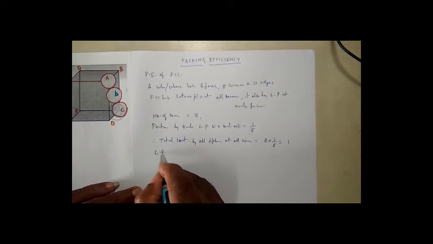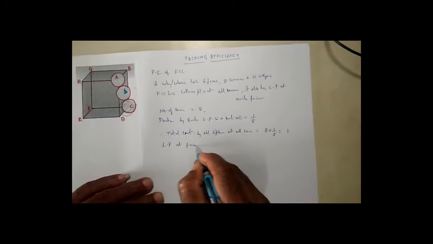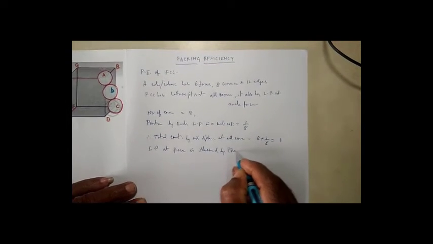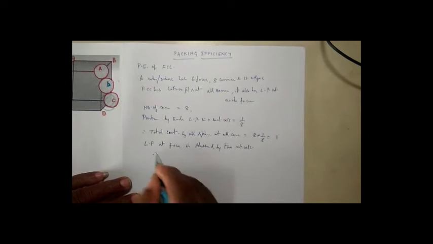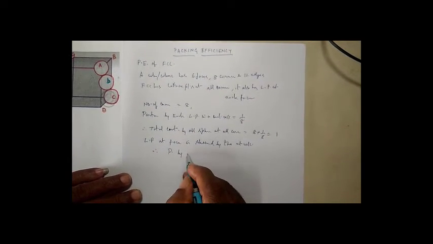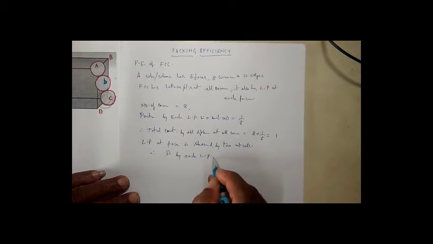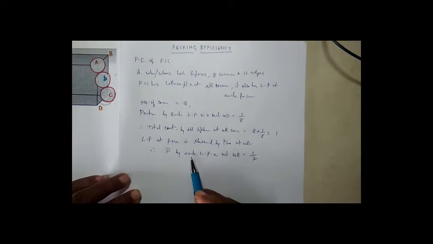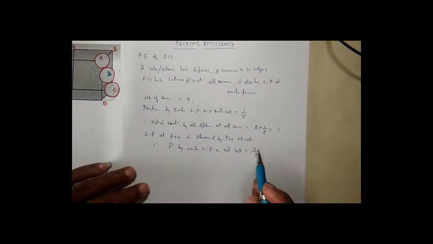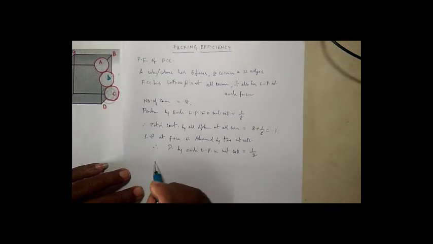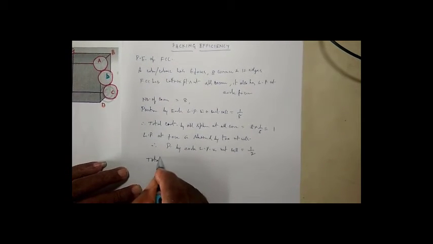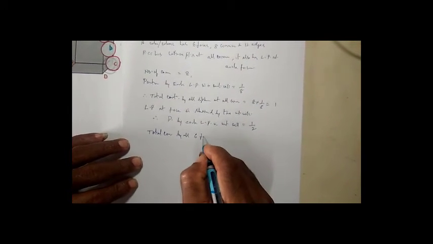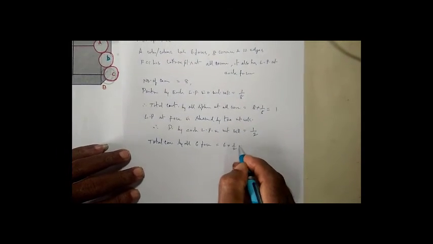Now, contribution from faces. Each lattice point at face is shared by 2 unit cells. Therefore, portion contributed by each lattice point in unit cell is equal to 1 by 2, because each lattice point or each sphere is shared by 2 unit cells. Now how many faces are there? 6 faces. Therefore, the total contribution by all 6 faces is equal to 6 into 1 by 2 equal to 3.